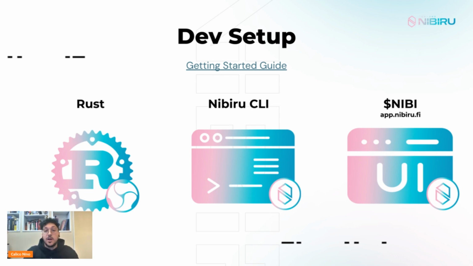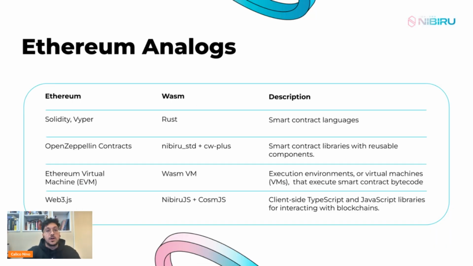Now, most of you guys are probably coming from Ethereum, so I just wanted to do some translation from what Ethereum used and what is being used in Nibiru Chain. Solidity is translated into Rust, meaning that instead of using Solidity, you'll be using Rust here. Instead of using OpenZeppelin, you'll use the Nibiru Standard Library or CosmWasm Plus. Instead of using an EVM, you would use a WASM VM. And instead of client-side TypeScript or JavaScript Web3, you would be using Nibiru.js or CosmJS.